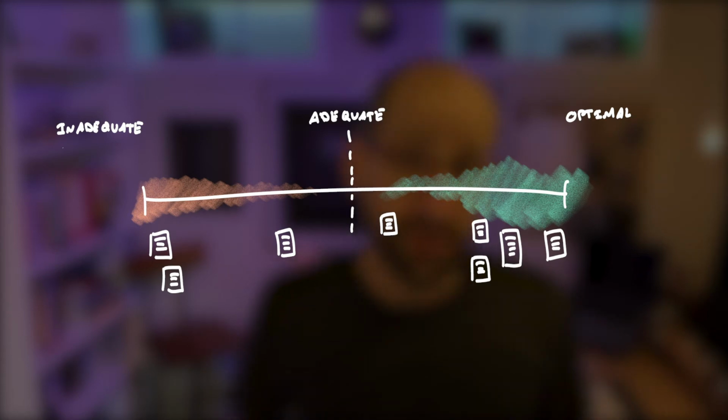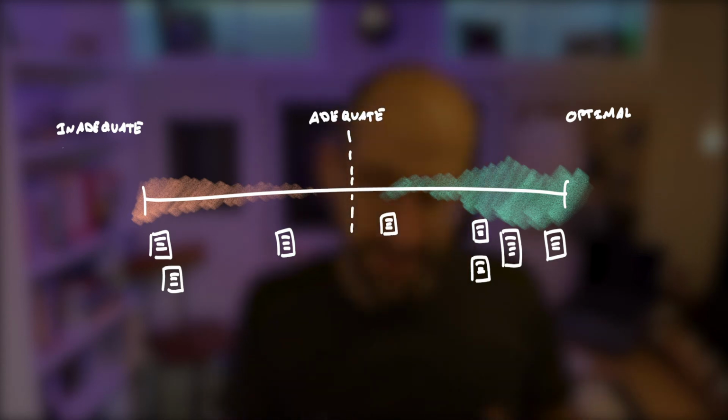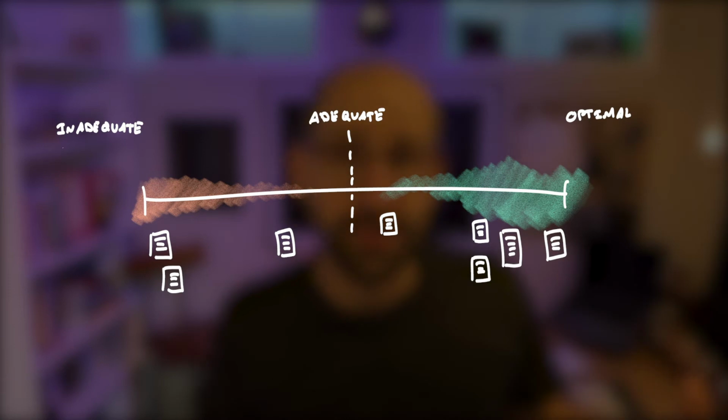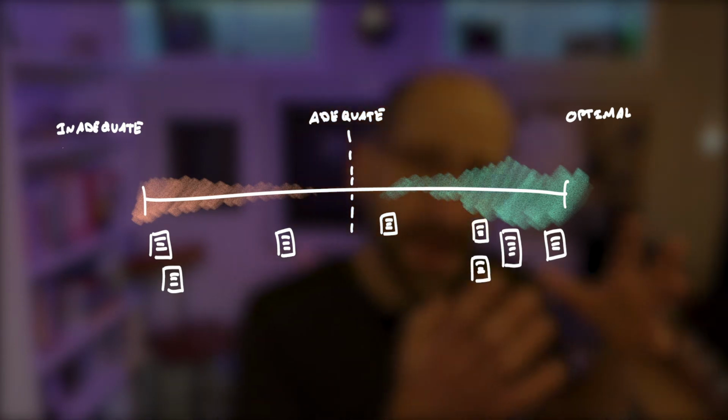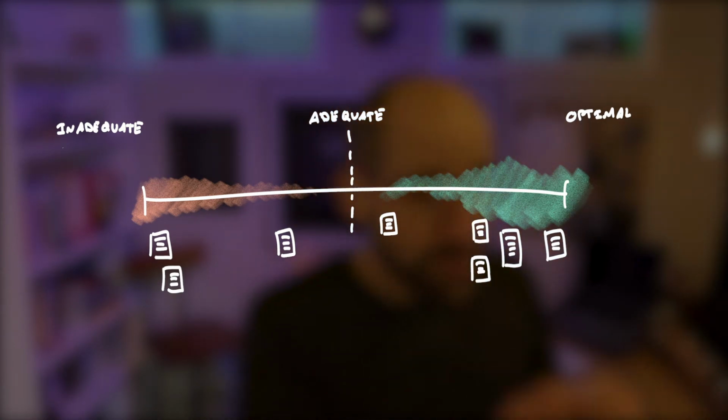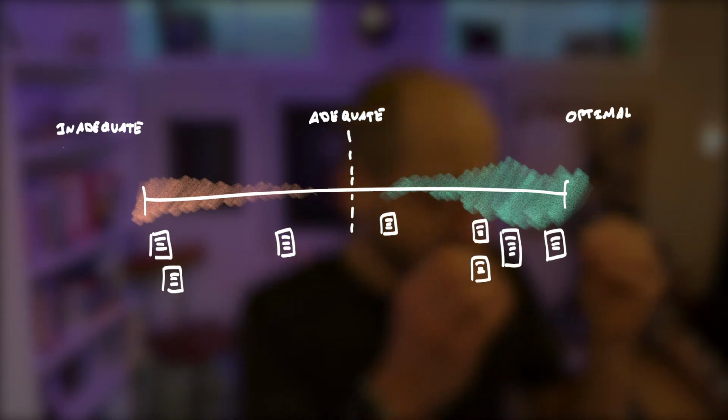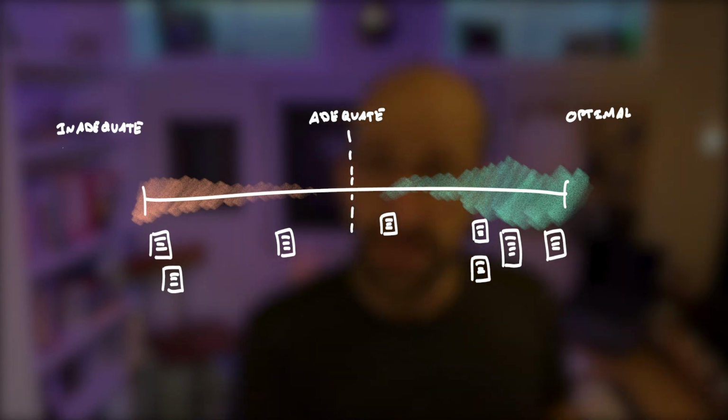What we really want to shoot for, though, is not this adequate area. We want to aim for the optimal space. We want to aim for something that just really absolutely nails it and completely solves the problem and is completely feasible and possible in this world.